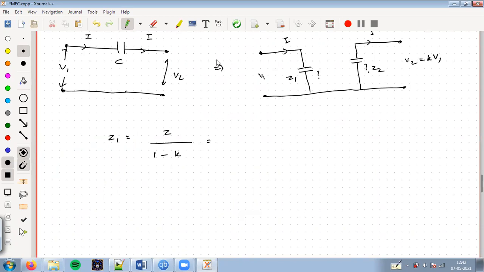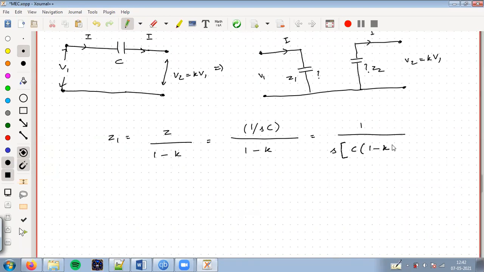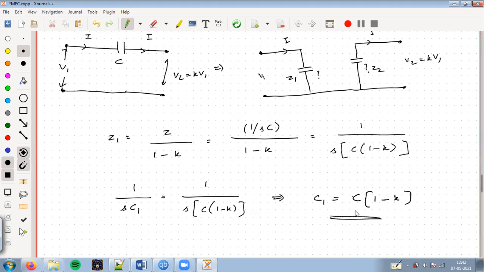Remember, V2 is K times V1. So Z I have to write as 1 by SC divided by 1 minus K. So I will write it as 1 by S into C into 1 minus K. This Z1, which I write as 1 by SC1, is equal to 1 by SC into 1 minus K. So from this I can write C1 as C into 1 minus K. So the capacitance at the input side will be multiplied by a factor of 1 minus K.